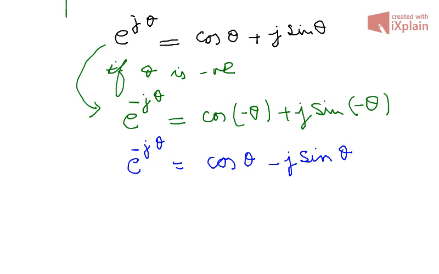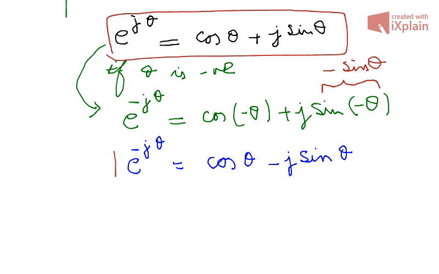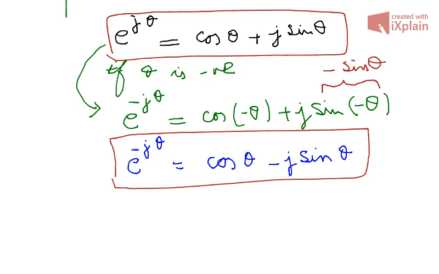You should know that sine of minus theta is equal to minus sine of theta. Now you have two expressions, e raised to power j theta and e raised to power minus j theta. Let me call them 1 and 2.